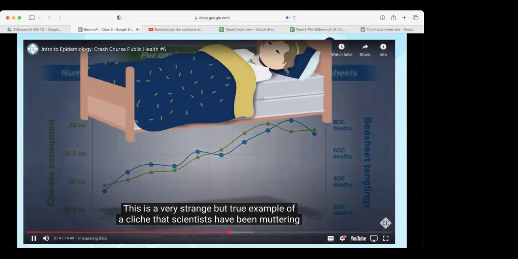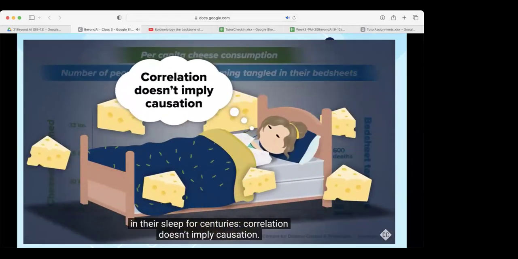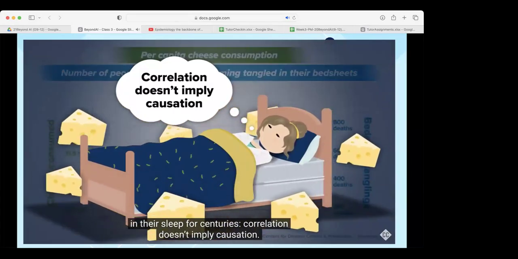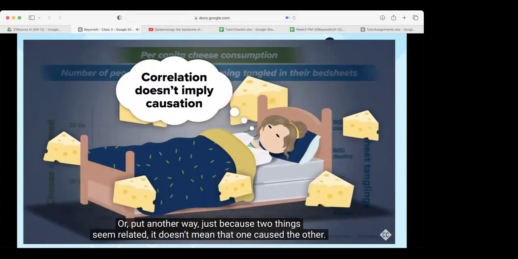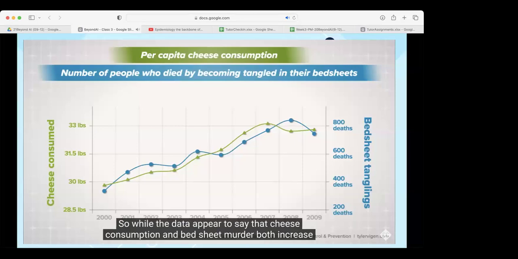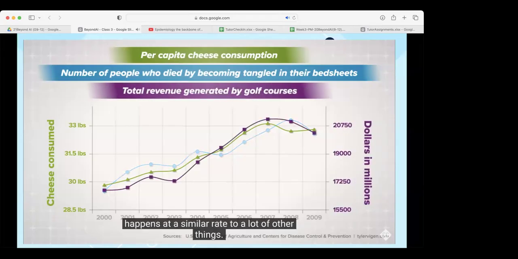This is a very strange but true example of a cliche that scientists have been muttering in their sleep for centuries. Correlation doesn't imply causation. Or, put another way, just because two things seem related, it doesn't mean that one caused the other. So, while the data appear to say that cheese consumption and bedsheet murder both increase at the same time, we need someone, like an epidemiologist, to examine and interpret the data to tell us whether that actually means anything, or if cheese consumption just happens at a similar rate to a lot of other things.